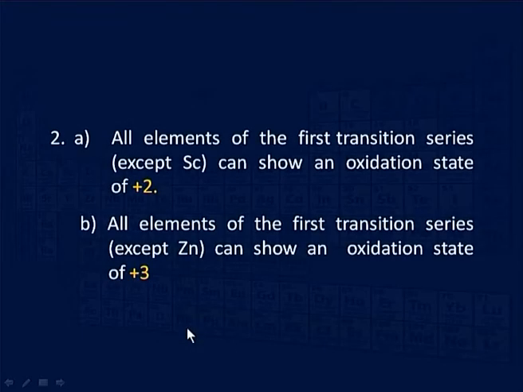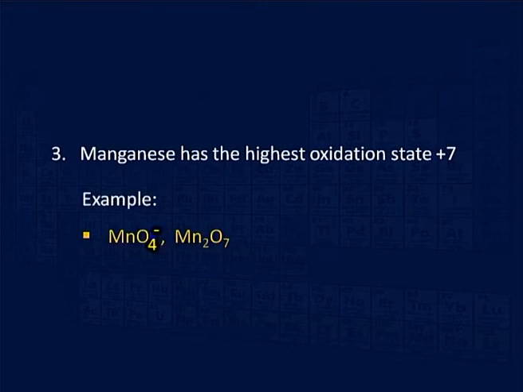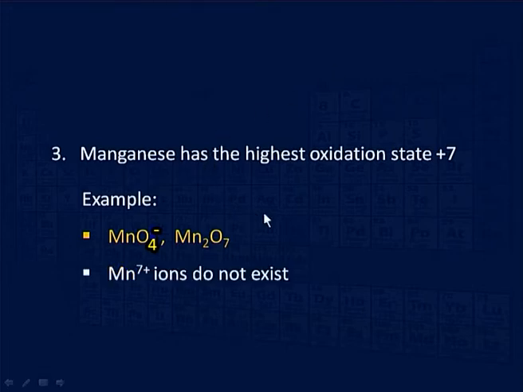All the elements of the first transition series except scandium can show +2 oxidation state. So, the most common oxidation state possessed by the first row transition metal ions is +2. All the elements of the first transition series except zinc can also show +3 oxidation state. Manganese has the highest oxidation state of +7, the example being the permanganate ion. In permanganate ion, manganese has +7 oxidation state.